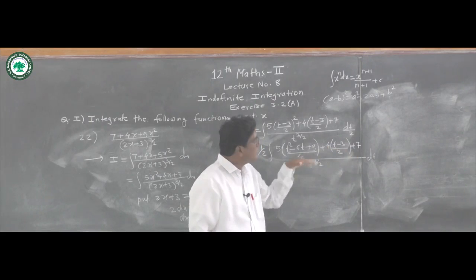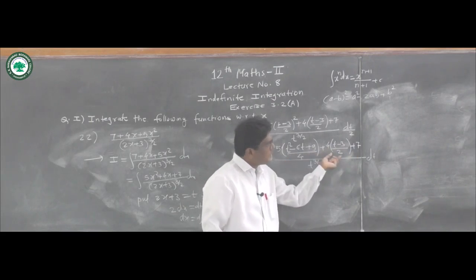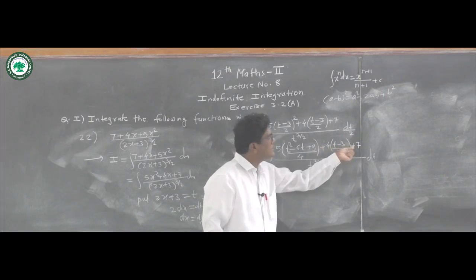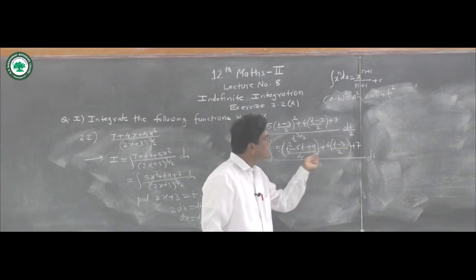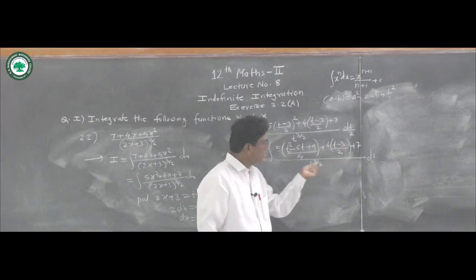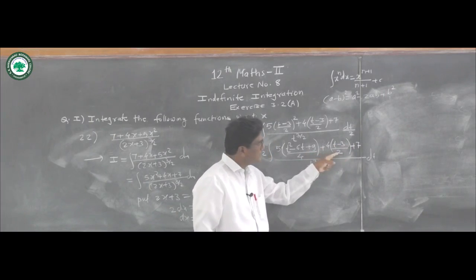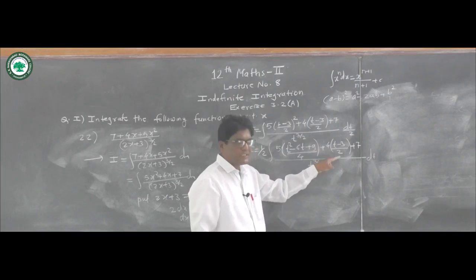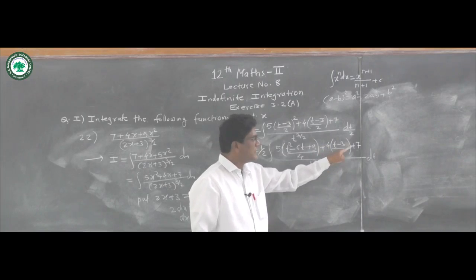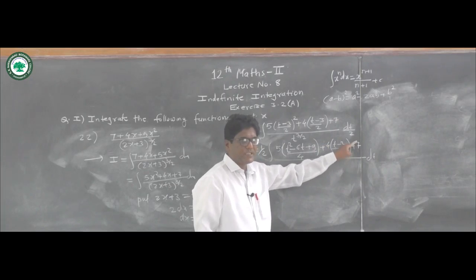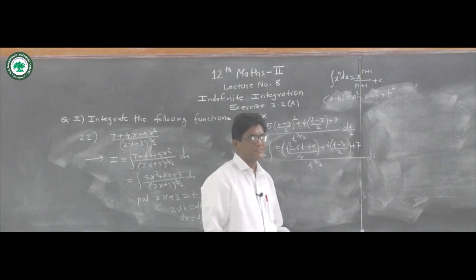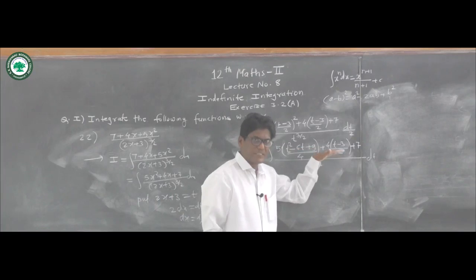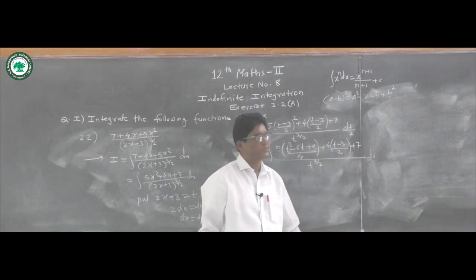Now we have to make the denominator of every term 4, because we have to add these, and we can add fractions when the denominator is the same. So here the denominator is 4, and we have to make this denominator 4. So multiply by 2 to numerator and denominator here, and multiply by 4 to numerator and denominator here, and then take the addition. We make the denominator the same, that is 4, and then take the addition of the numerators.